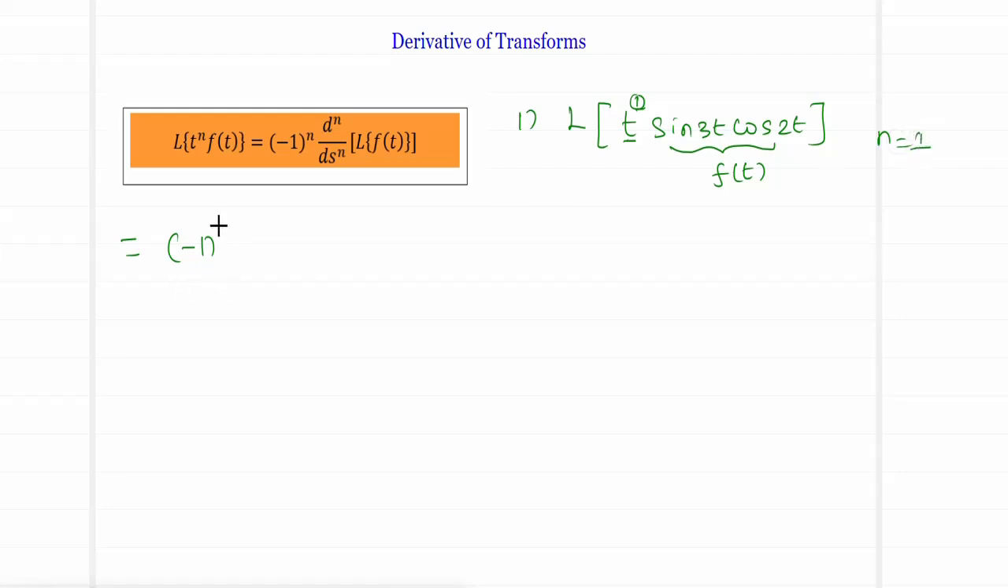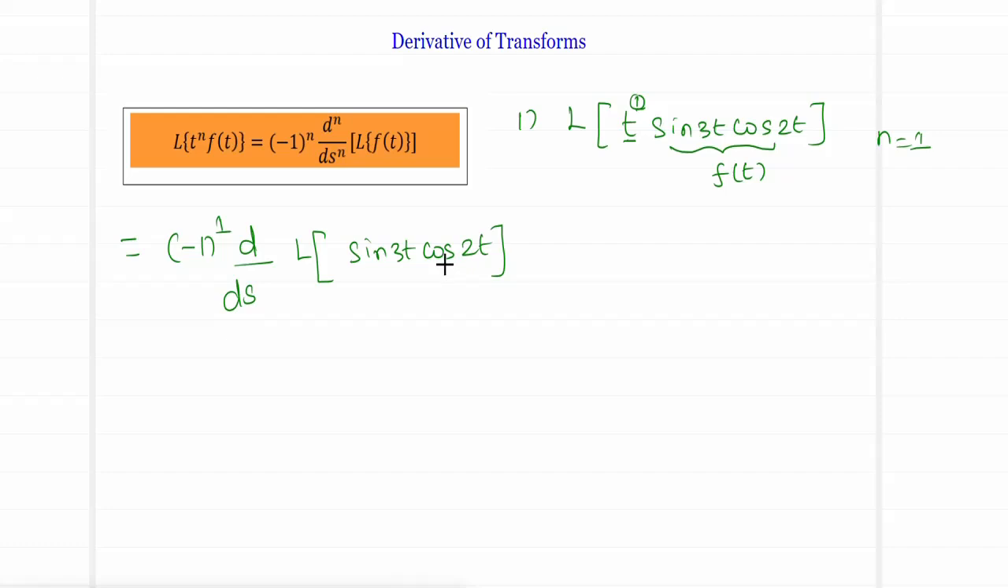So it is minus 1 to the power of 1, d power 1 by ds to the power of 1 of Laplace of sine 3t into cos 2t. So this is my content. Now as such I have only Laplace for simple sine 3t or a simple cos 2t.